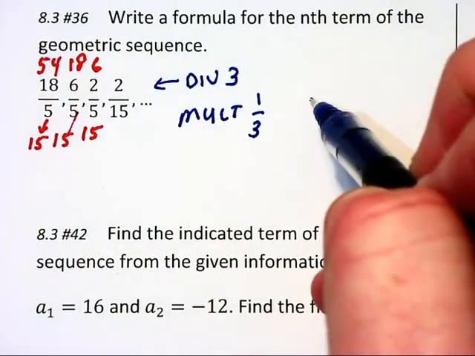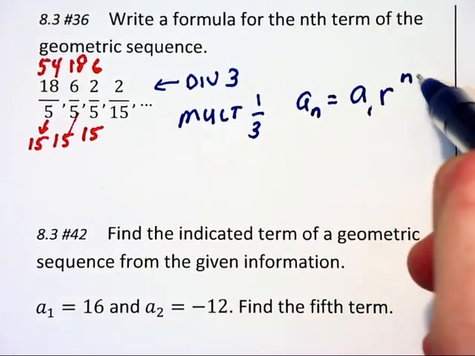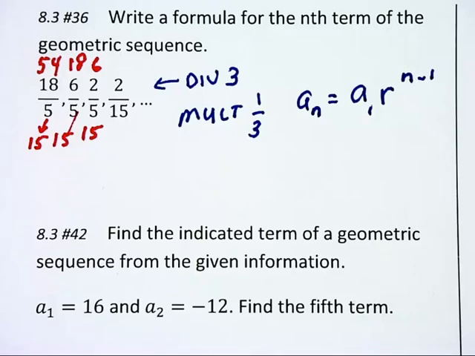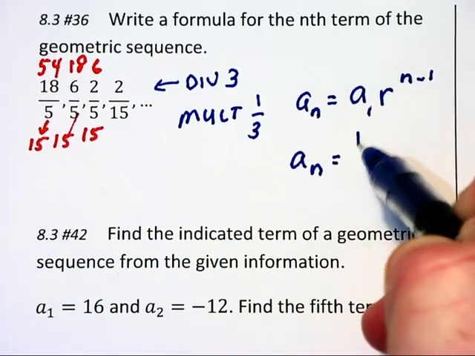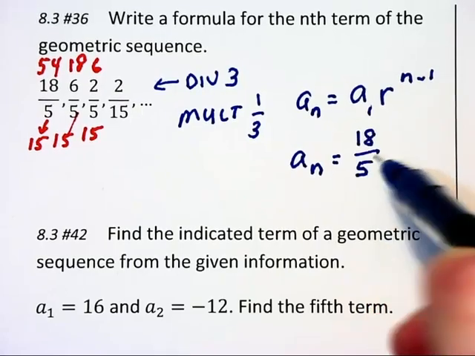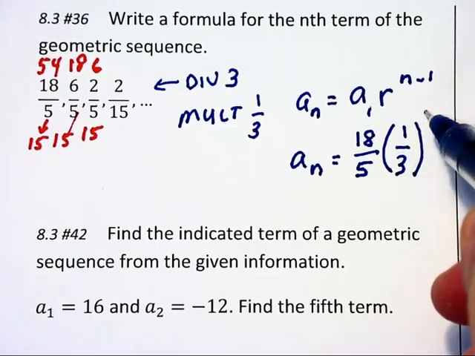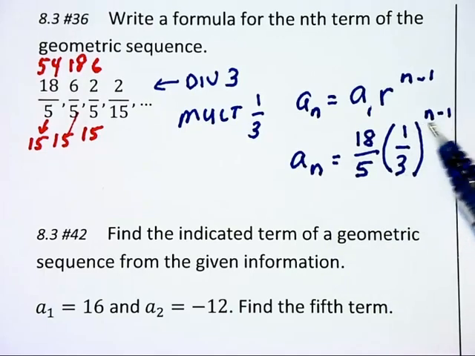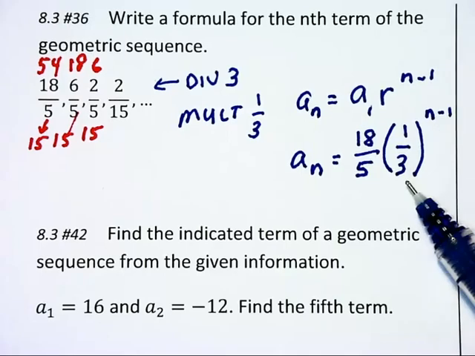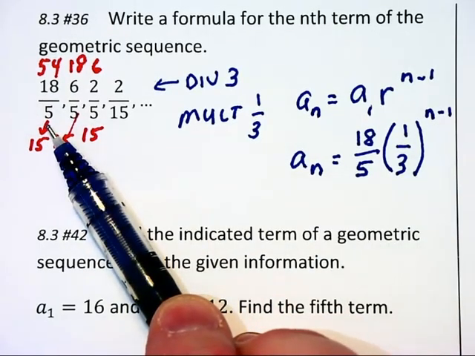Now, if we begin with a sub n equals a sub 1 r to the n minus first power as our base formula, we can now say that our nth term is going to be 18/5, that was our a1, times 1/3, which is the ratio, to the n minus first power. And if you substitute 1 in, your exponent is 1 minus 1, which is 0. Anything to the 0th power is 1, times this 18/5 gives us our first term, which is 18/5.